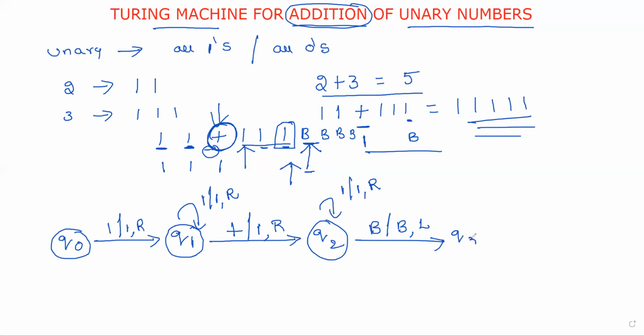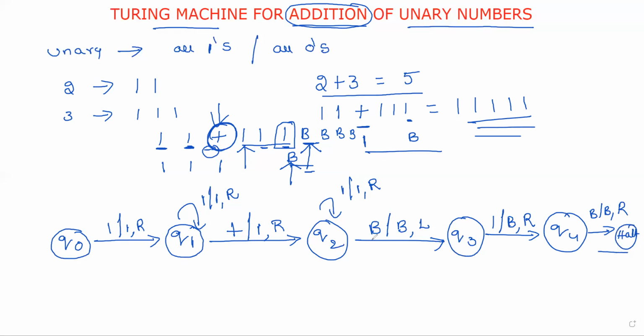That is at state Q3. Now I am at this position. What is your aim? This plus is converted into 1. Obviously, the last 1 is converted into blank. So this 1 is converted into blank and then move. That means we reach Q4. On Q4, what happens if any number of blanks occurred? That blank is replaced with blank and then move to the right direction. This is the halt state.